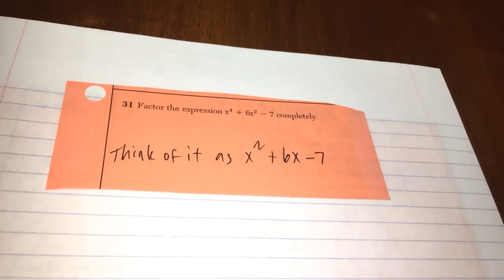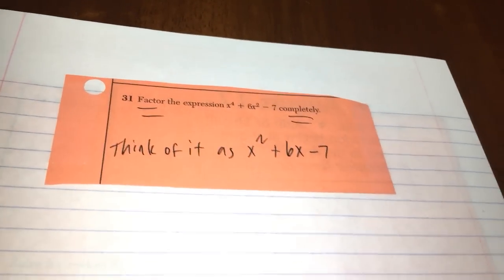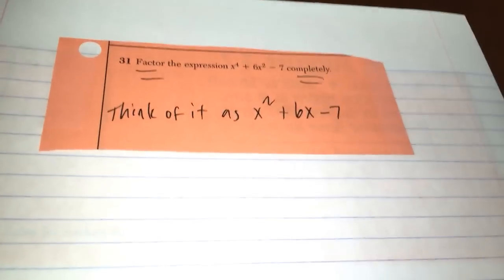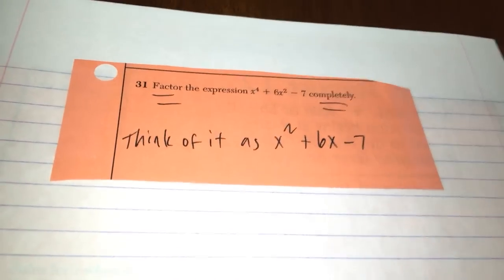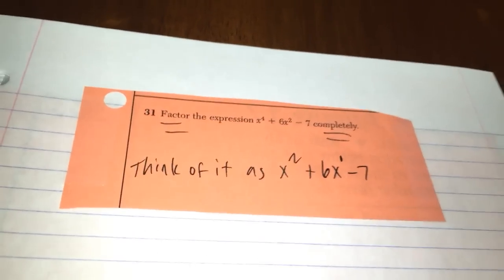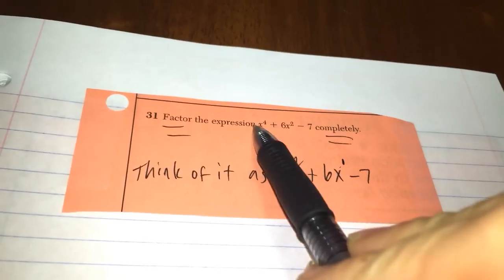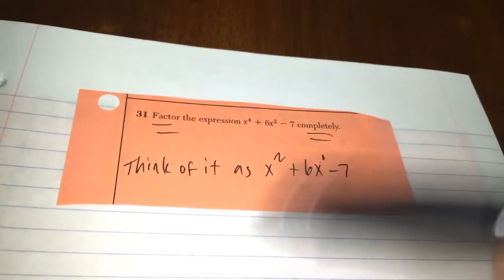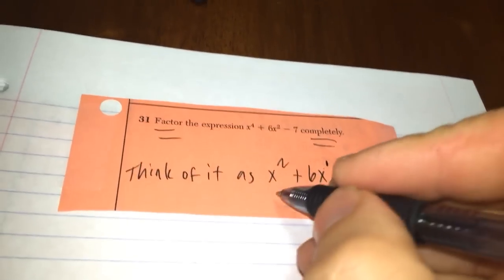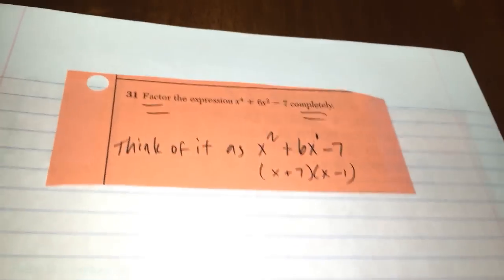Number 31, factor the expression completely. Anytime you see the phrase factor completely, you should probably factor it more than once. Okay, so what we're going to do is think of it as x squared plus 6x minus 7. Notice how this exponent is 1, and this one is just double that. So it kind of works the same way. If you had to factor this, you would probably say x plus 7 and then x minus 1.